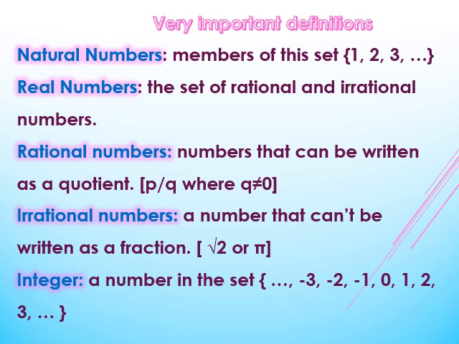So let's move to another important definition, which is the integer. An integer is a number in the set from negative infinity, negative 3, negative 2, negative 1, 0, and 1, 2, 3 up to positive infinity. All the numbers in this set are called integers.